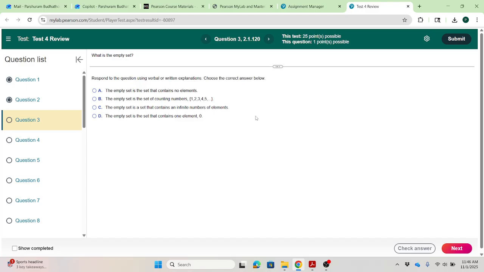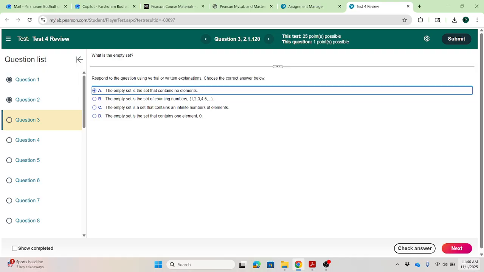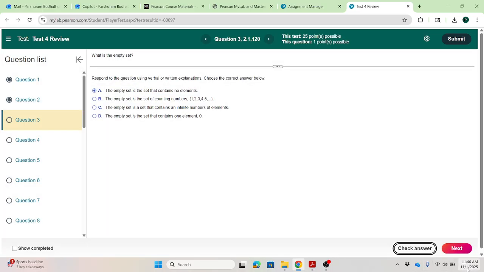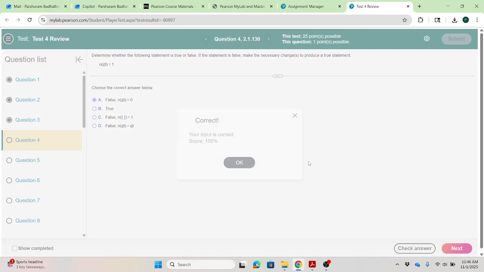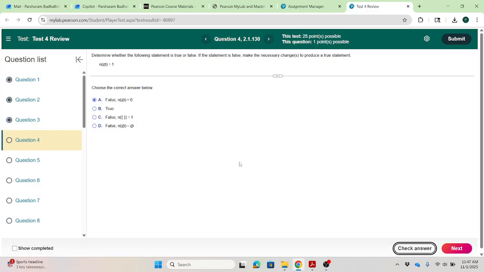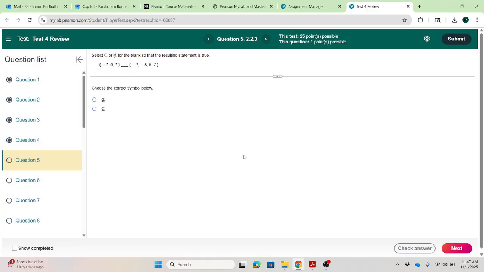What is the empty set? The empty set is the set that contains no element. That is the first option. The cardinality of the empty set is 1, but the empty set has element 0, so the statement is false, because the cardinality means the number of elements in the empty set, which is 0.